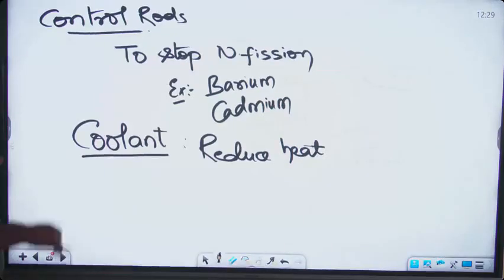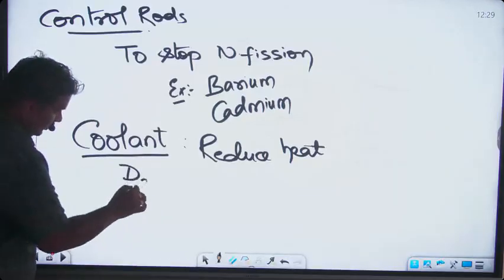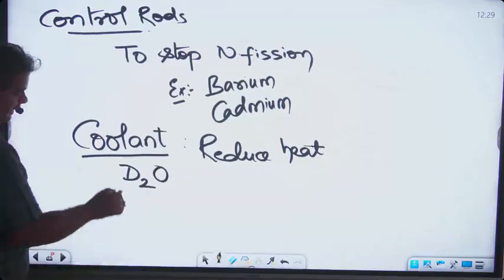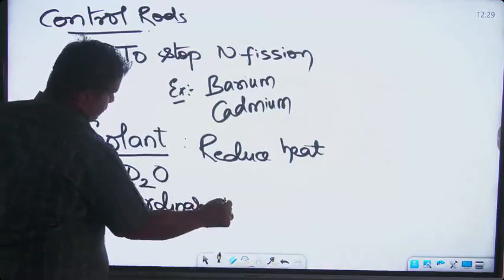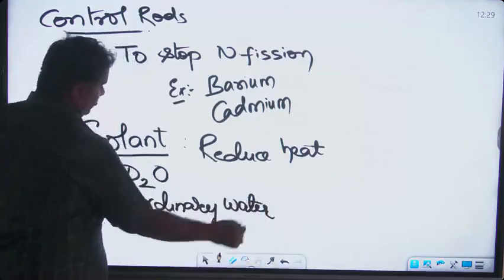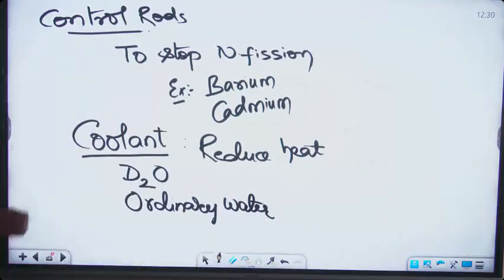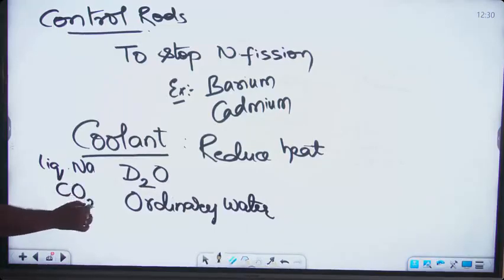For example, coolants: deuterium oxide, or ordinary water, the water we use in day-to-day life, so heavy water or ordinary water, or liquid sodium, as well as carbon dioxide. All these can be used as coolants in nuclear reactors.